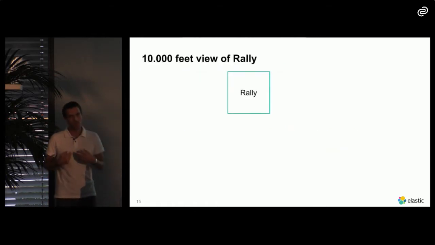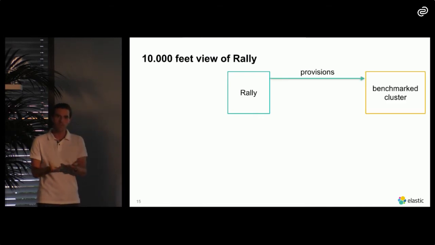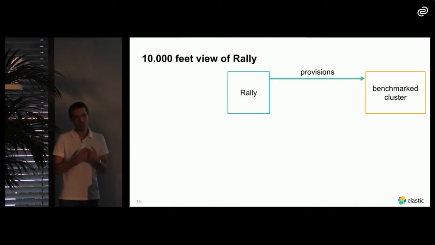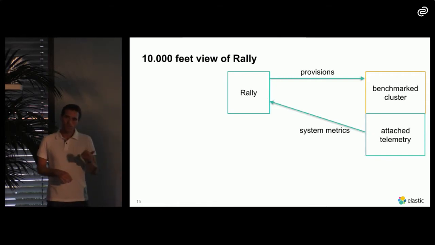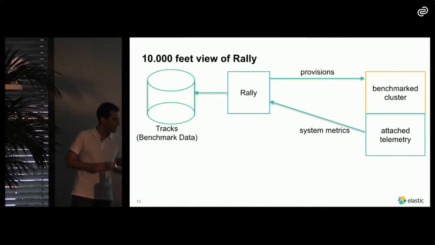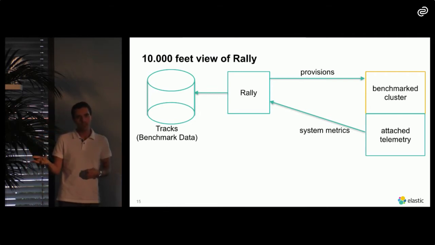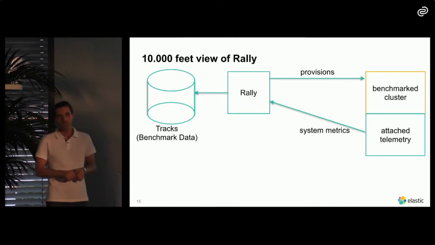So here is a 10,000 feet view of Rally. First of all, we have this Rally component, and what it does, as a first step in a benchmark, is provision the cluster that it benchmarks. Then it attaches these telemetry devices, which measure, for example, throughput, latency, CPU utilization, memory, whatever. And these report system metrics to Rally. Then we have something called tracks. In this race analogy, we had to come up with some race-related names. Tracks are actually the benchmark descriptions. And those live in a GitHub repository, and we see in a minute why.